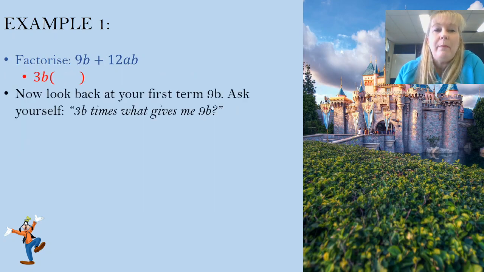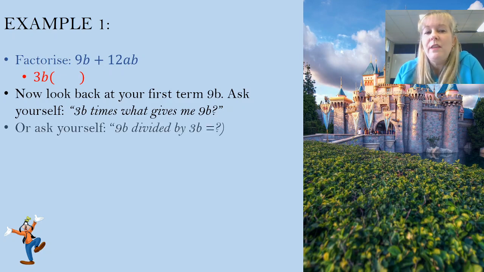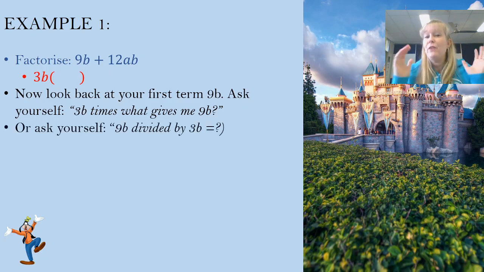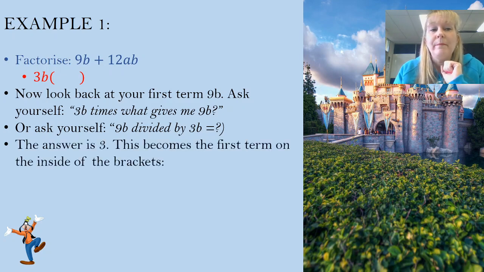Now, my next step is to go back to my first term, 9b. I need to ask myself a question. 3b, which is that highest common factor, times what will give me 9b? Another way I could think about this might be take that first term, 9b, and divide it by that highest common factor, 3b. What's going to be my answer? Well, the answer is going to be 3. 3b times 3 gives me 9b. That becomes the first term on the inside of those empty brackets, just like this.